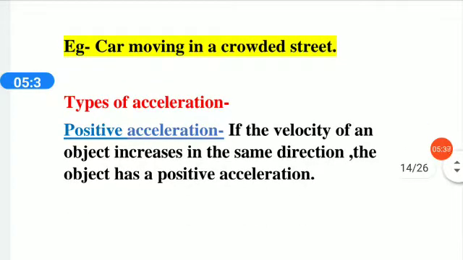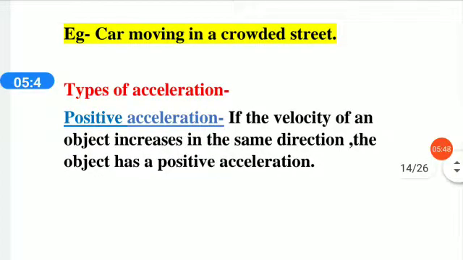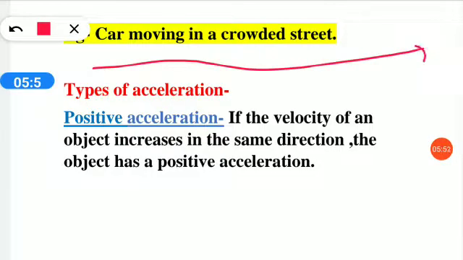Positive acceleration means if the velocity of the object increases in the same direction, the object has a positive acceleration. Same direction means if it is going this side, same direction means it is not changing, sometime here, sometime here, it is not changing its direction. So it is called positive, and the value of acceleration always comes with the positive sign.